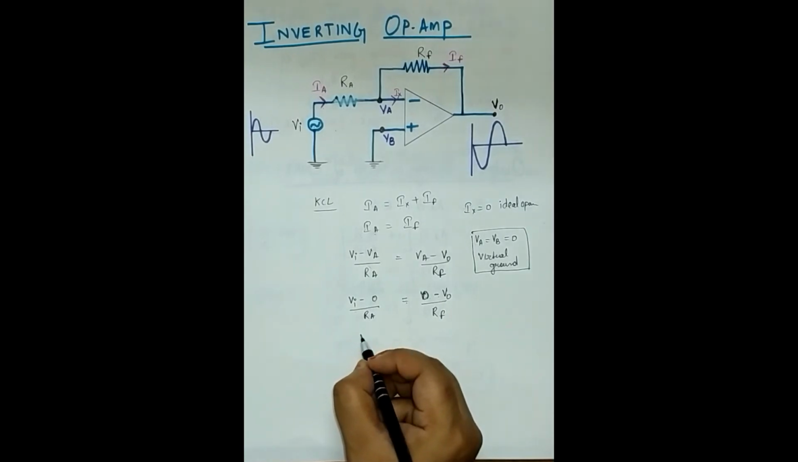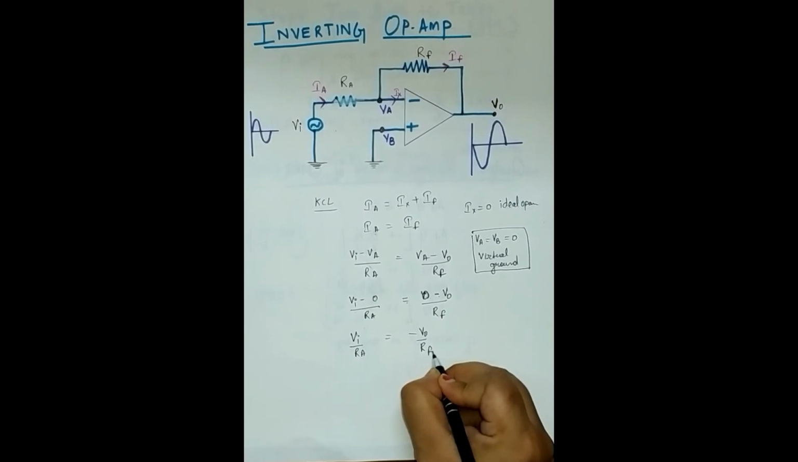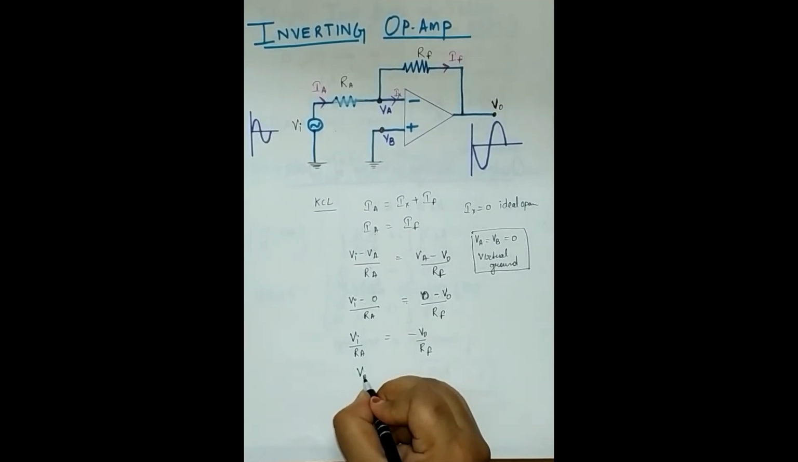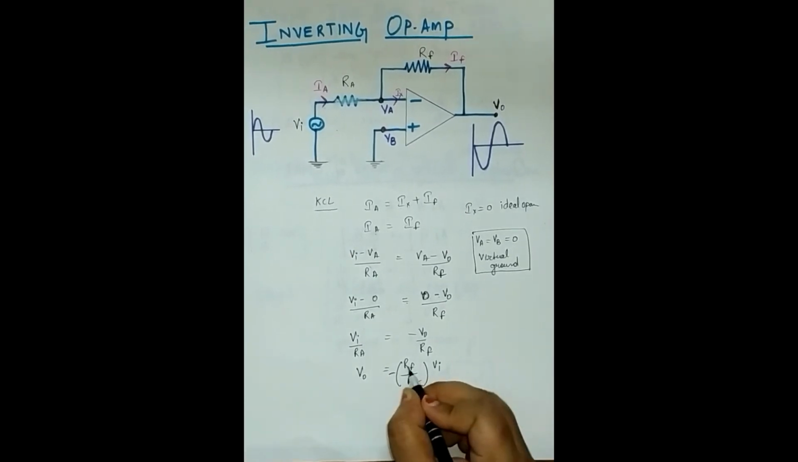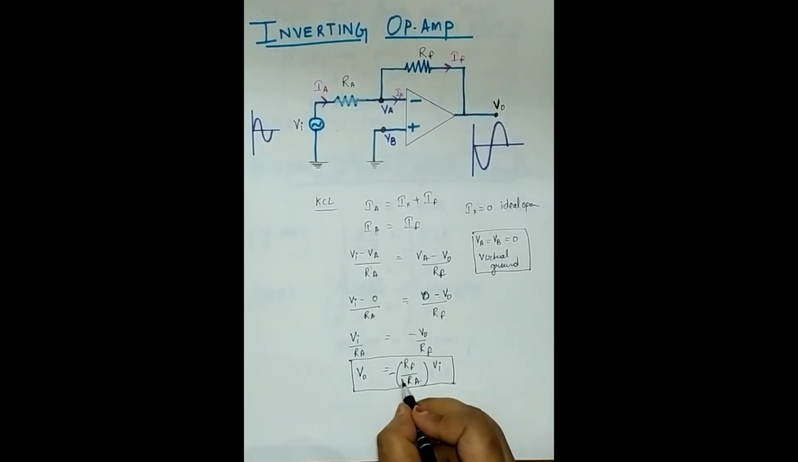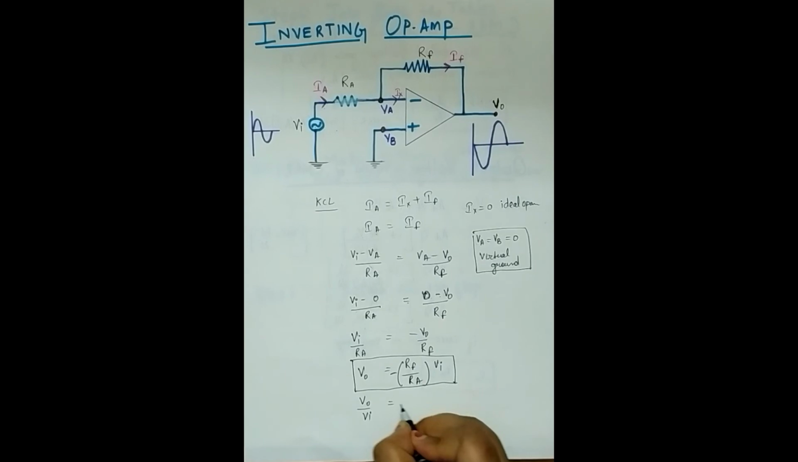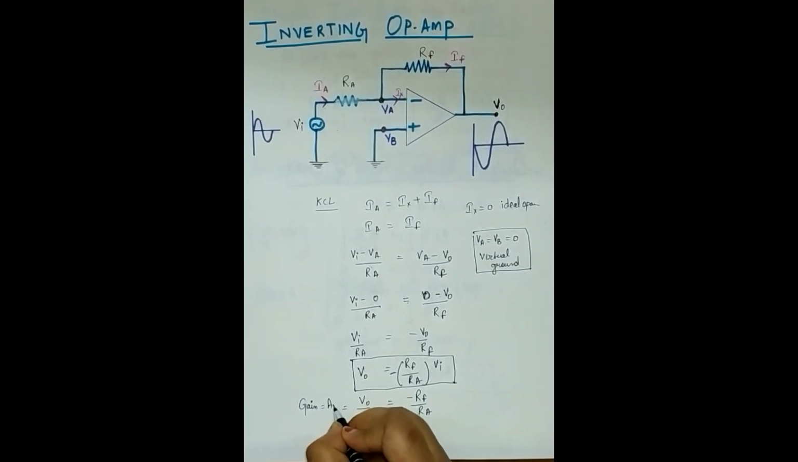So again it can be written as Vi divided by Ra equals minus V0 divided by Rf, or V0 equals minus Rf divided by Ra into Vi. A minus sign will be here. So this is the value of V0. Now what is the gain of an amplifier? V0 by Vi equals minus Rf by Ra, and this equals the gain, or AV, the voltage gain.